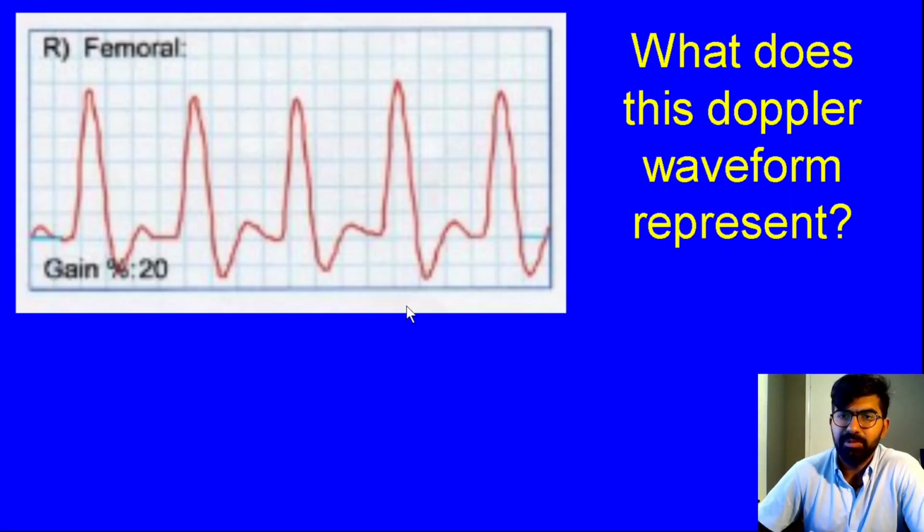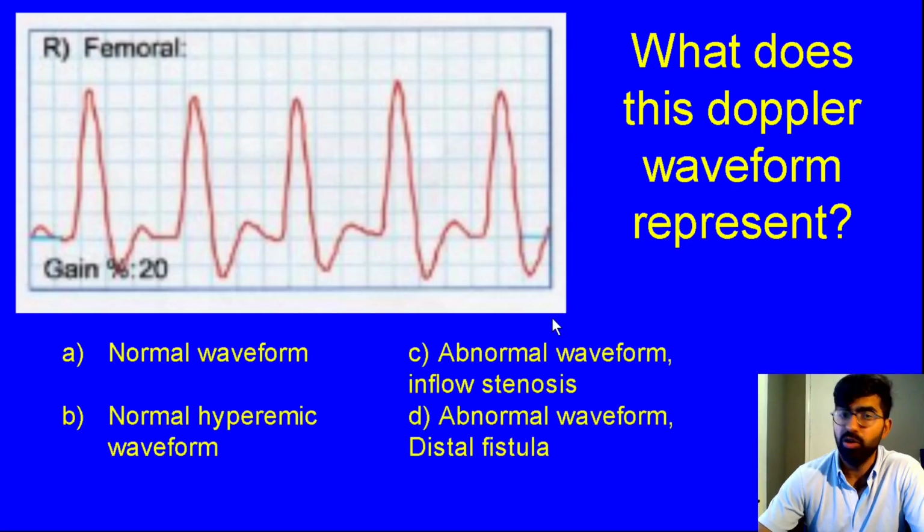And what does this Doppler waveform represent? We'll make it very simple. Is this a normal waveform? Is this a normal hyperemic waveform? Is this an abnormal waveform which represents inflow stenosis? Or is it an abnormal waveform with a distal fistula? Now I'll give you a second to think about it.